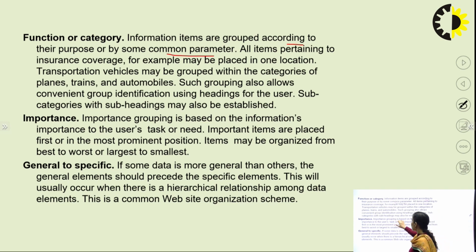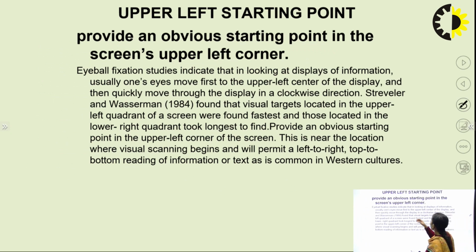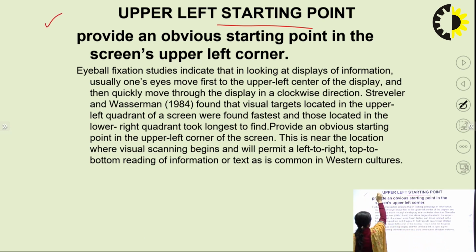Then importance is based on the information's importance to the user, task or need. Important things are placed at the top of a list. Then moving on to general to specific: if some data is more general than others, the general elements should precede the specific elements. Then upper left starting point: we should always start from here, rather than starting from one place and then coming back to another, otherwise the user will not know whether this part is complete or pending.